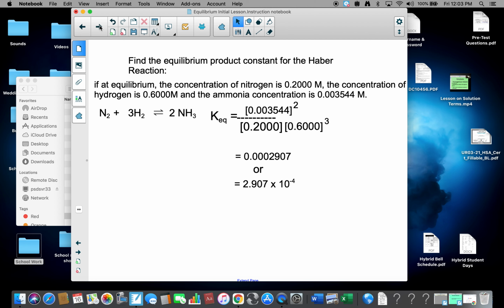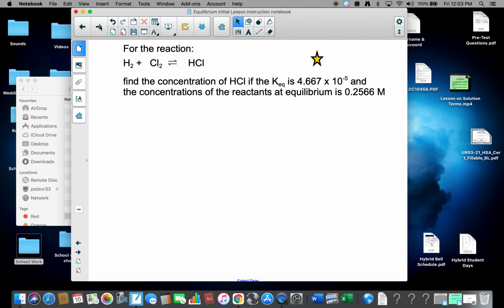0.002907 or 2.907 times 10 to the fourth. You'll notice the KEQ does not have any units. KEQ never has units. It's just a number. That's my answer. All right, here's the second problem we'll do in class.